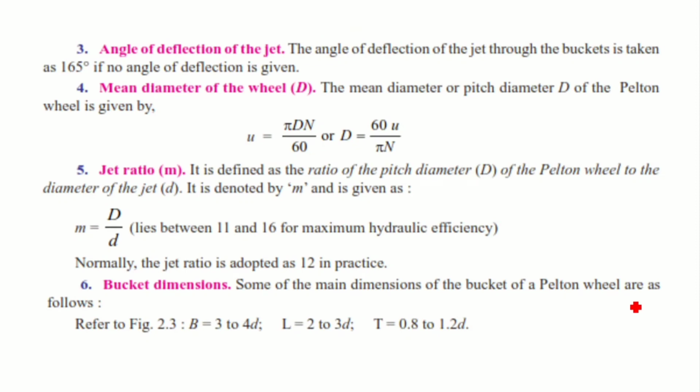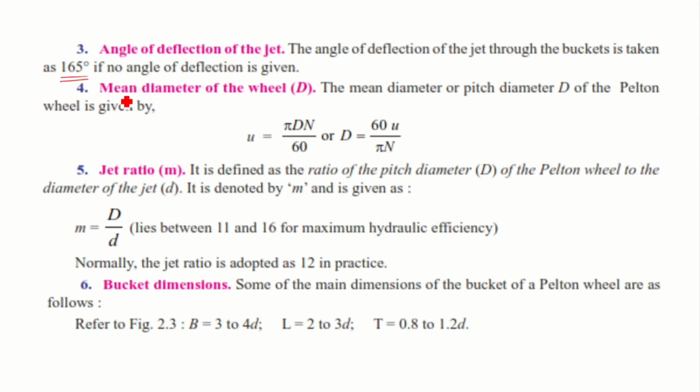Next, angle of deflection. So angle of deflection of the jet through the bucket is normally taken as 165. So you can take the value 165 while designing a Pelton turbine. In some problems, the angle of deflection will be given. Then you can take that term. If angle of deflection is not given, you can take 165 degrees as angle of deflection. So you are assuming a value for angle of deflection. So you can learn this value by heart.